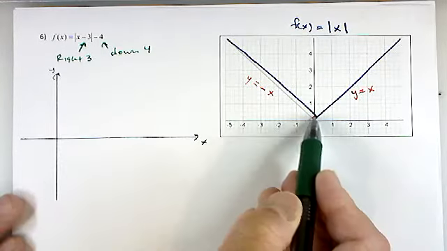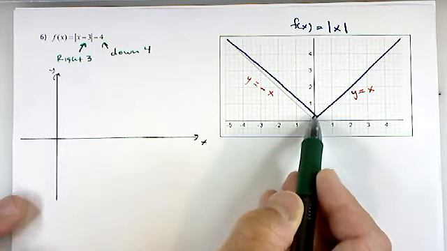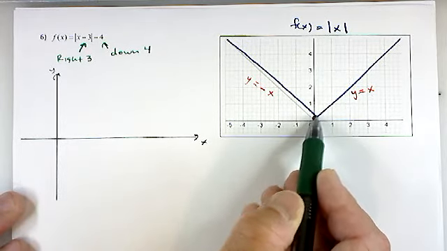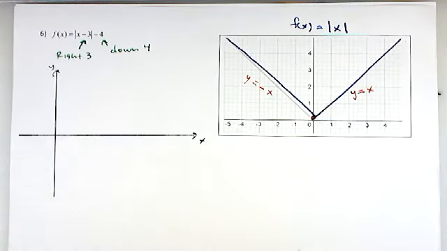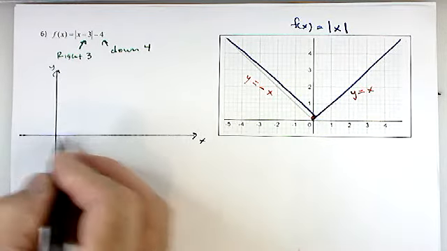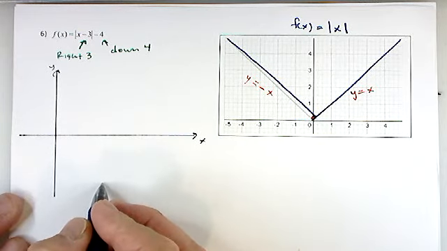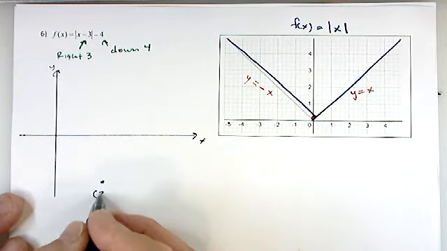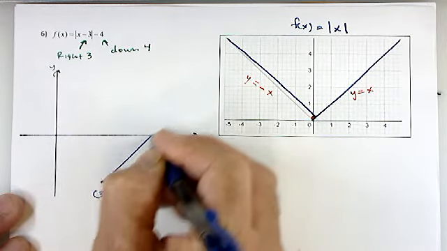And so the way I like to think of it is, the important point on the absolute value function is the bottom of that V, which normally starts at 0, 0. But now that point has been moved right 3 down 4. So it's going to be at 3, negative 4, maybe about right here. So I know my V is going to look something like this.